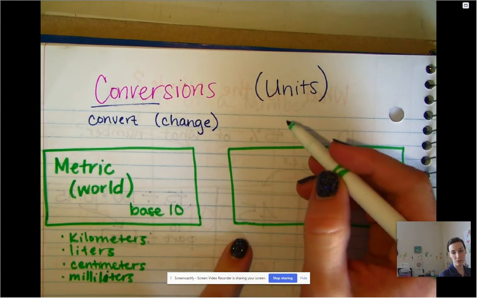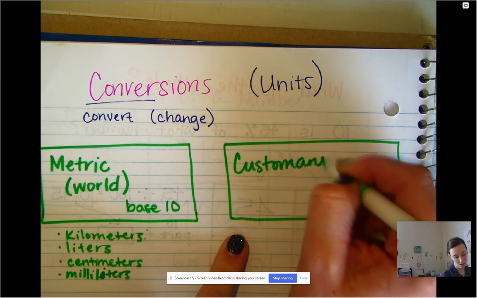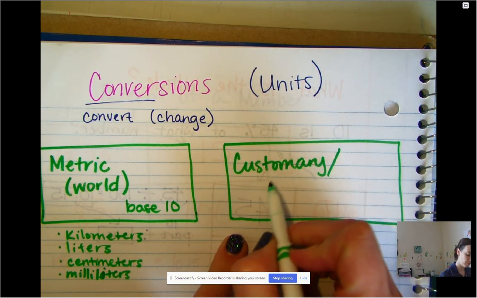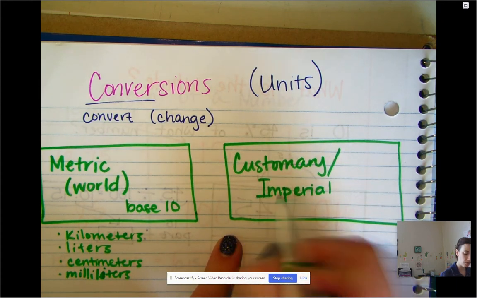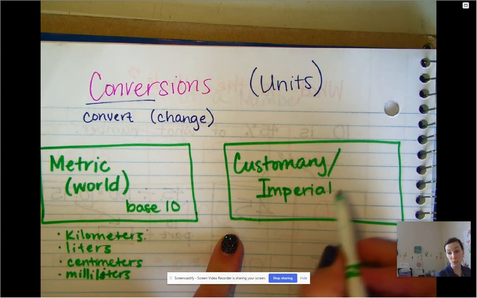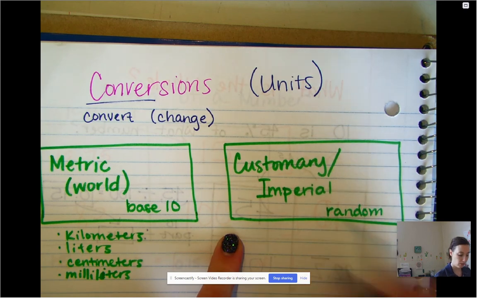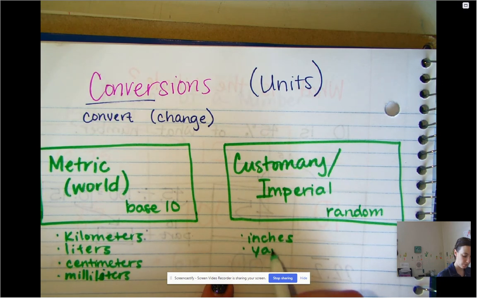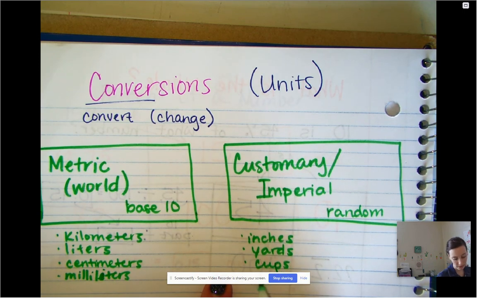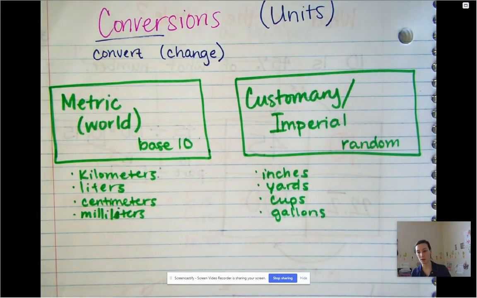Then we have the good old US customary system. It is also sometimes called the imperial system. I'm not sure why. Usually customary is the word you hear. And the best word for how it's set up is it's random. So we have inches, we have yards, and what else? Cups, gallons. And there's no one way that we can always say, oh, this is always compared to this.